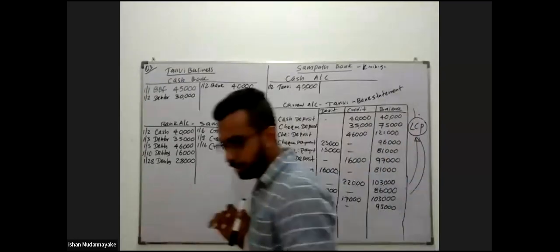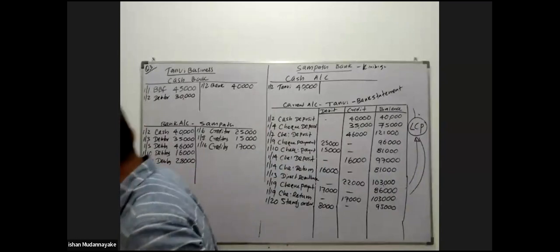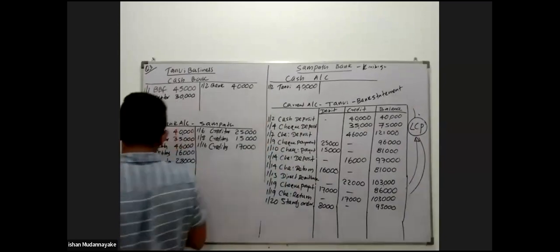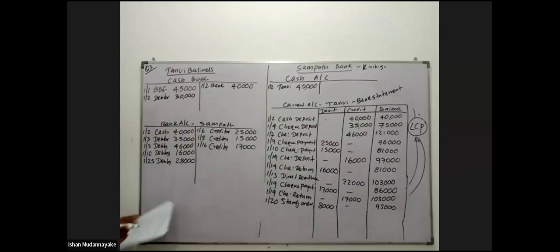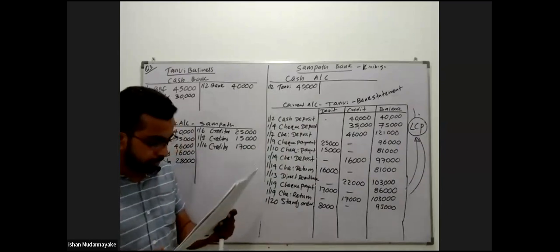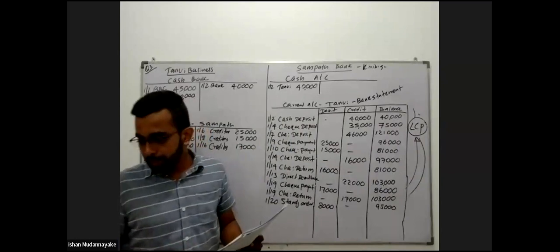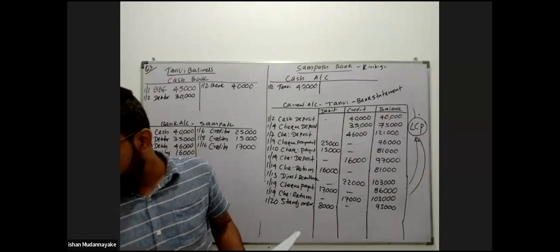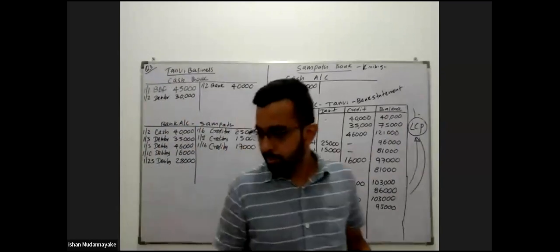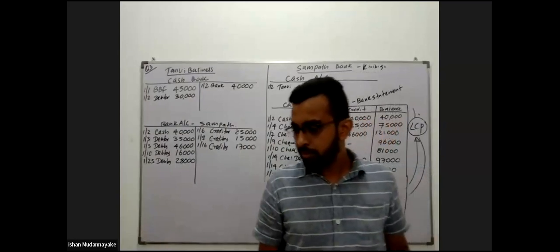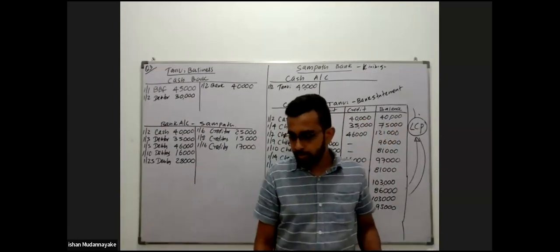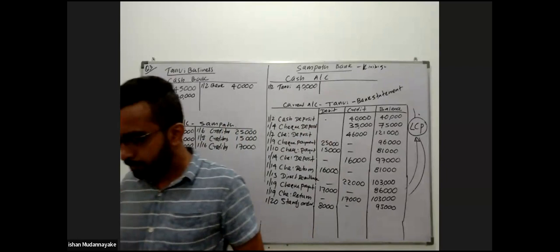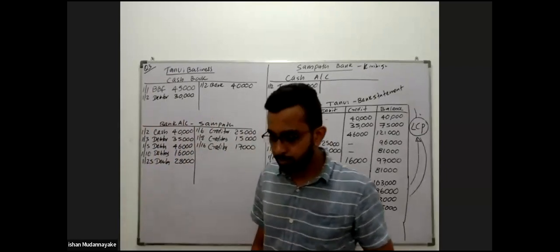Okay then? Clear? 25th or 28th? 25th January, yes, 25th January. Right. Uncredited means unrealized. Uncredited means unrealized. Is it clear? Yes.